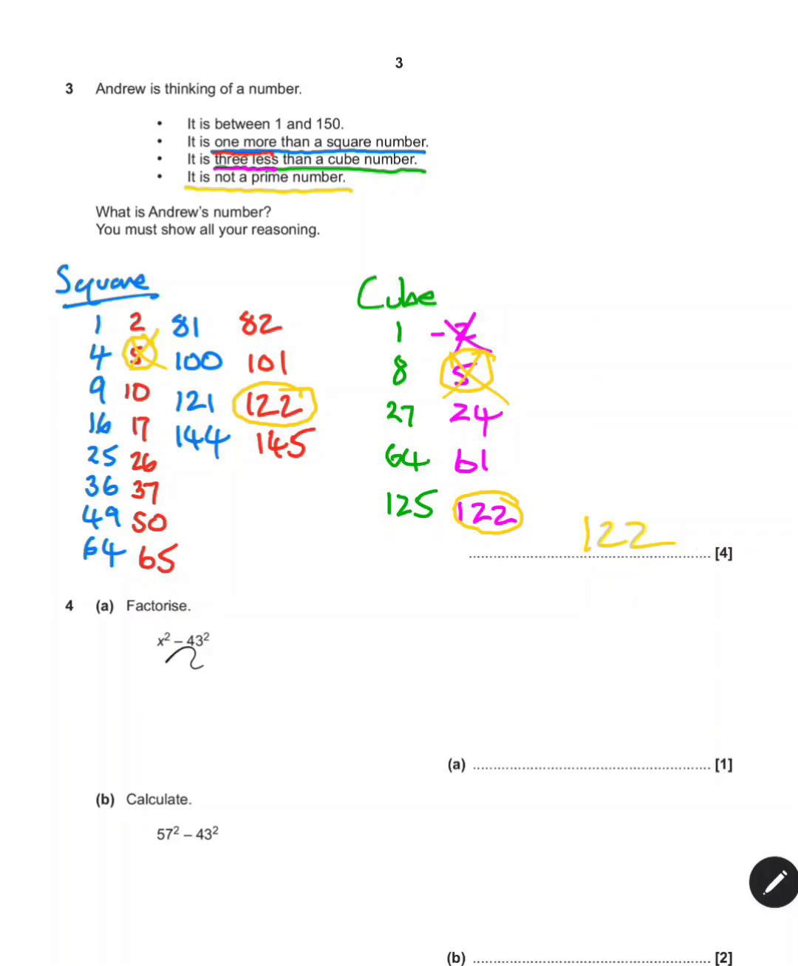Question 4, we're factorising. And what we've got is a square number and a square number. X squared is a square number and 43 squared is a square number. You've got two square numbers with a subtraction between them. How to factorise this is to open up some double brackets. Take the square root of x squared. Well, the square root of x squared is x. Take the square root of 43 squared. The square root of 43 squared is 43. Put an add in the first bracket and a subtract in the second bracket.